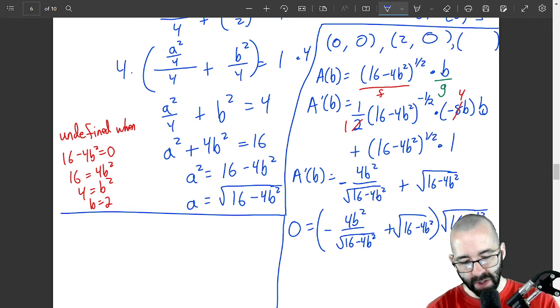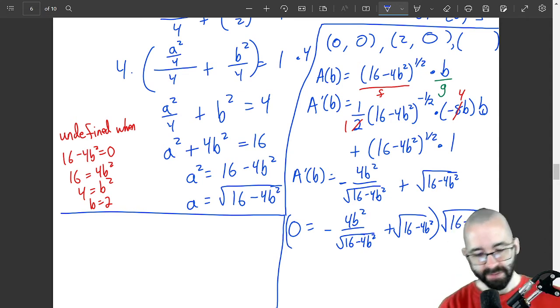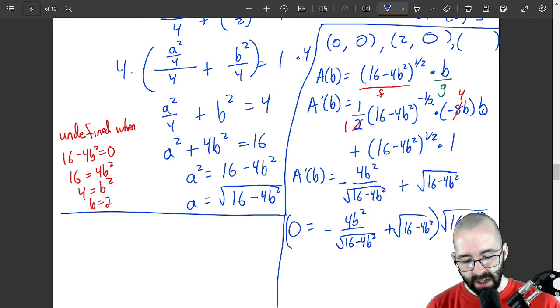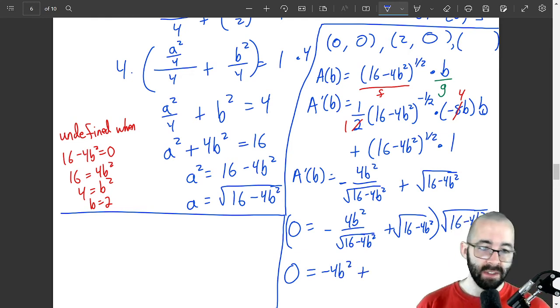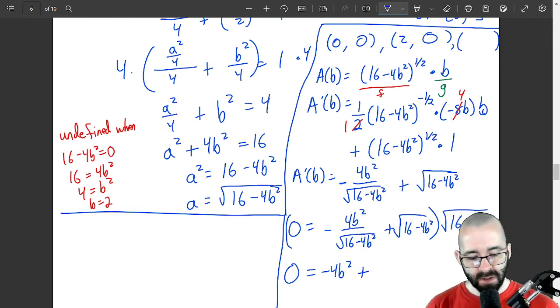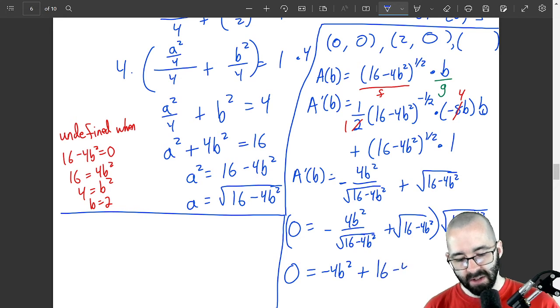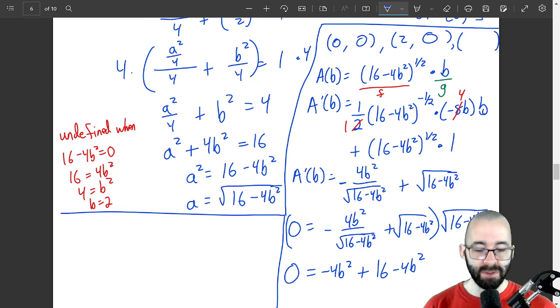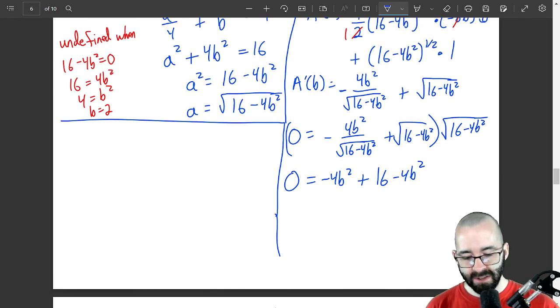And again, we're doing it to both sides. Here, I'll put the parenthesis here. Kind of an abuse of the notation, but works out. Left-hand side still 0. Distribute it on the right-hand side. The first term, the square roots cancel. We get negative 4b squared. And the second term, it's a square root times the square root. So it just becomes 16 minus 4b squared. We'd have a real problem if these b squareds canceled, but luckily they don't.